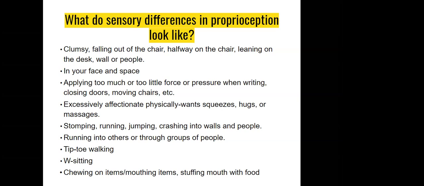W sitting is another one. A lot of kiddos feel like they have a better base of support when they're W sitting, and maybe looking for more feedback. So they W sit. And so that really needs to be corrected because that can cause significant orthopedic issues down the road. They might chew on a lot of items, mouth items, to get more feedback in their jaw area. And then stuffing too much food in their mouth, just trying to get more feedback also in their mouth and their jaw, their oral area. So those are some things to look for.